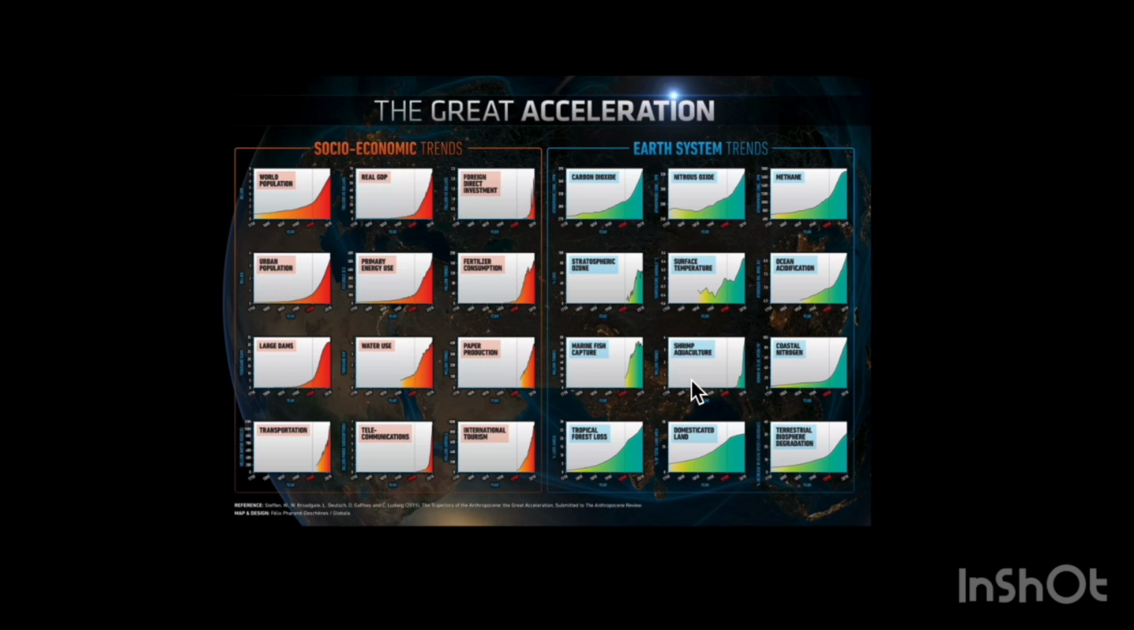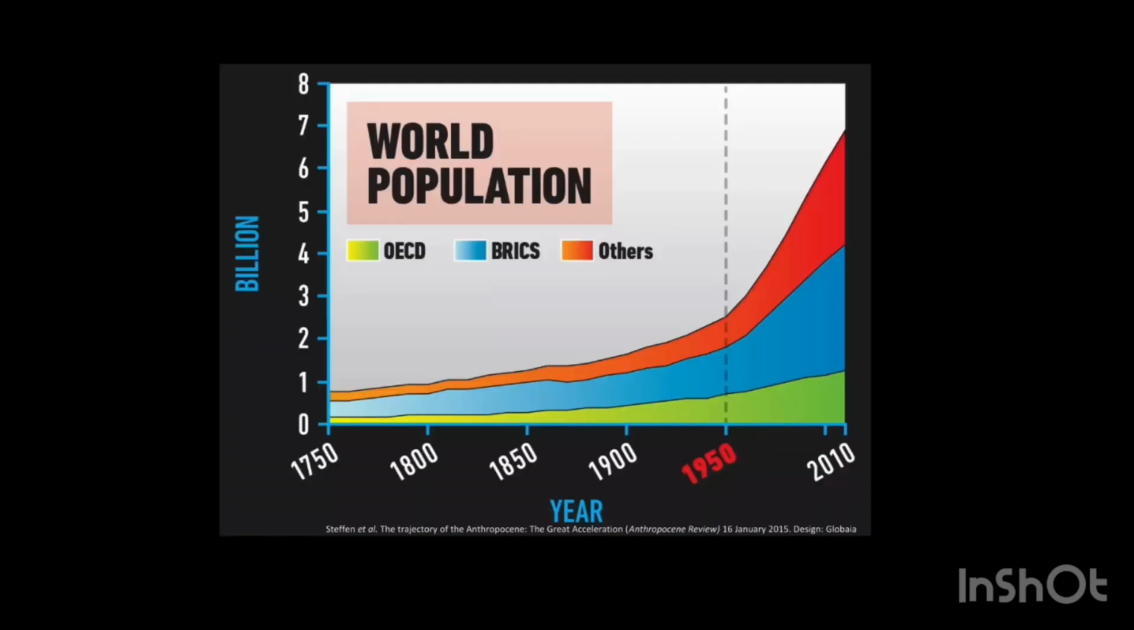So, what you see here are two sets of graphs, both in the socio-economic trends as well as the Earth system trends. This is from the International Geosphere and Biosphere Programme's estimates and graphs. So, you see here how world population is skyrocketing by the time around the 1950s. You would see this for the OECD countries, you see this for the BRICS countries, and you will also see this for other countries.